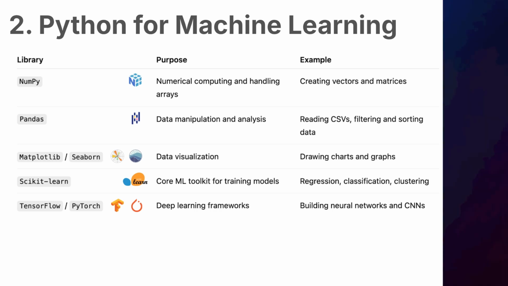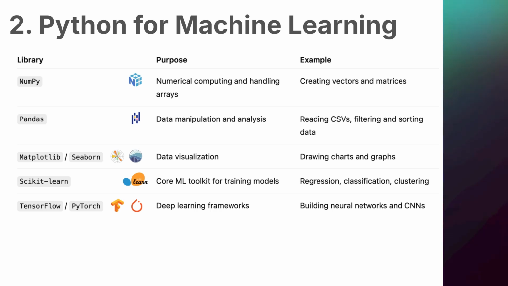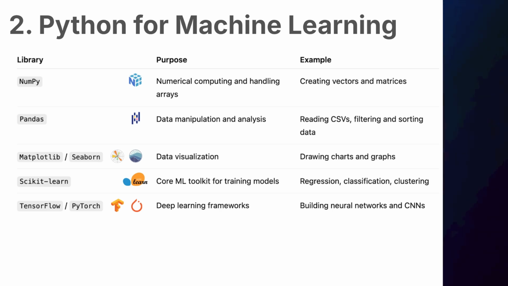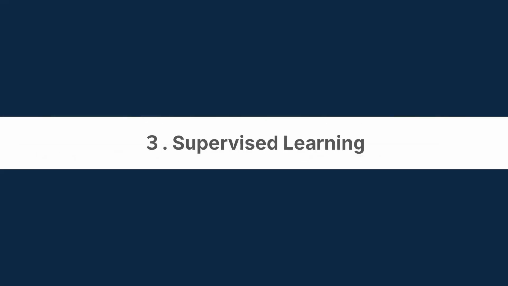TensorFlow and PyTorch are powerful deep learning frameworks. They're used to create more advanced models like neural networks, including those for image and speech recognition. Please check the other videos to learn how to use each tool.